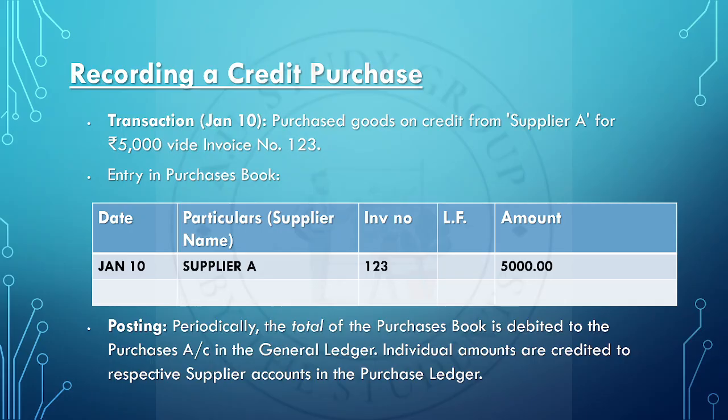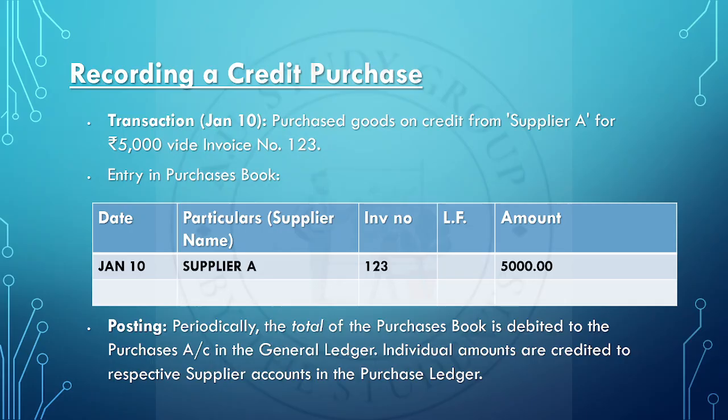How will you make the entry? In the date column, you will write the date. In the particulars column, you'll write the supplier's name. The invoice number is the invoice number on the bill. Then the ledger folio, and then the total amount. Now posting from here goes to that particular supplier account. So instead of posting from the journal, we can generally post directly from the purchase book.